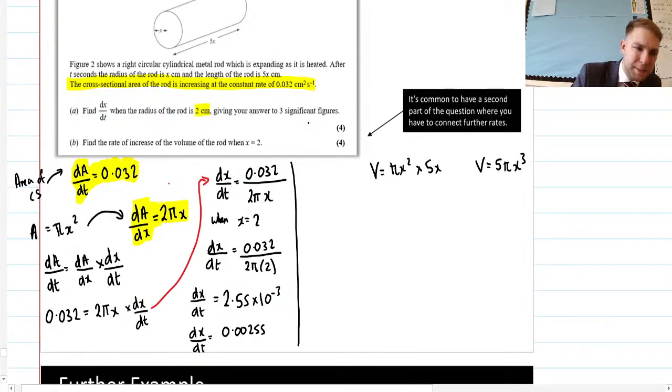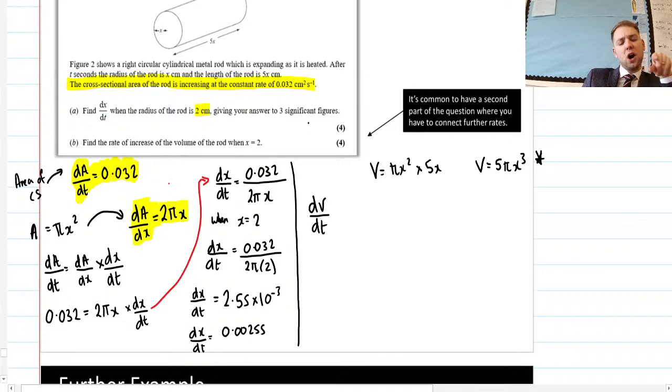Okay, so this second part here says find the rate of increase in the volume. The rate of increase in the volume. So the rate is dV by dt when x is equal to 2. Okay, so I've worked out right at the start of this what the volume was in terms of x, but they're not asking for that. They find the rate of increase in the volume, so the rate of increase in the volume is going to be equal to dV by dt. That's what we're looking for.